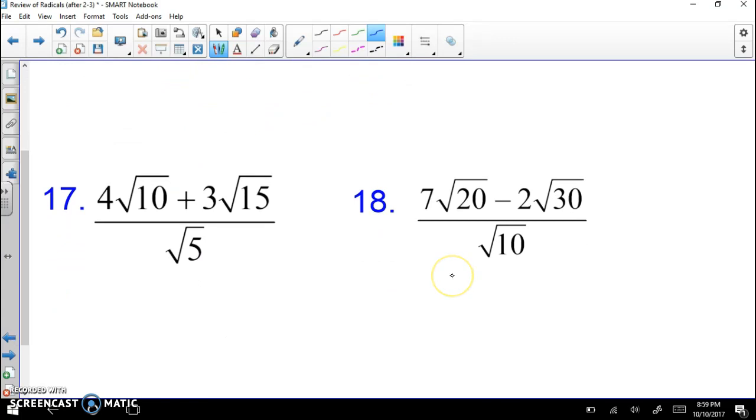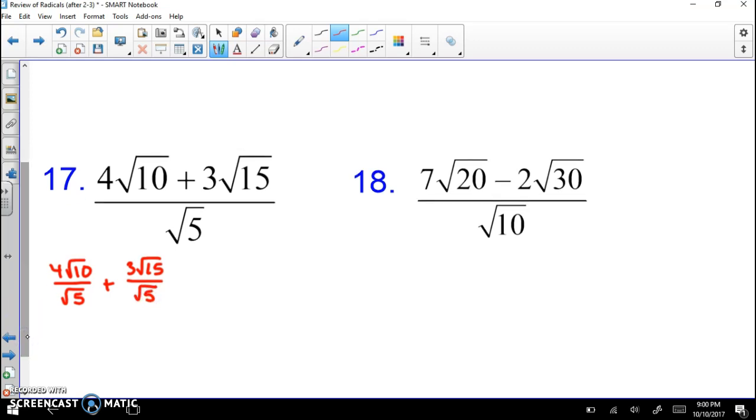Now in 17 and 18, we have multiple terms in the numerator over the denominator. In example 17, we have 4 square root of 10 plus 3 square root of 15 over the square root of 5. Multiple terms over one common denominator. The easiest way to simplify this is to break them into 2 separate fractions. We take the first term in our numerator and write it over the square root of 5. We bring down the operation, and we take the second term, 3 square root of 15, and also write that over the common denominator.